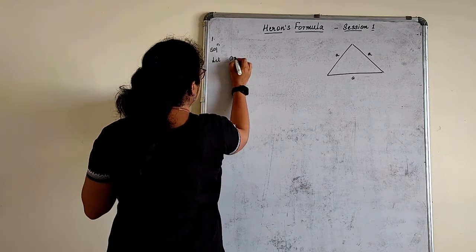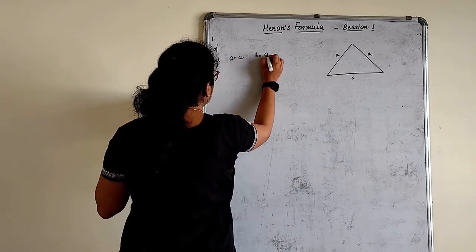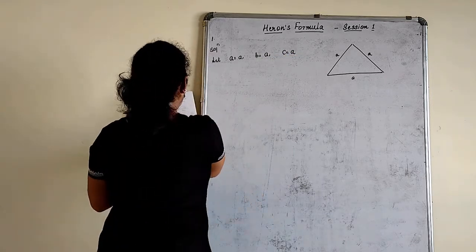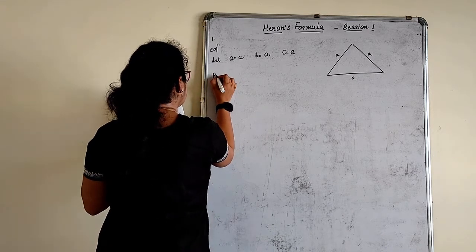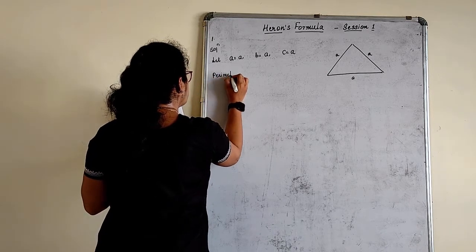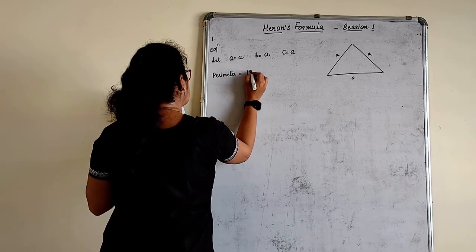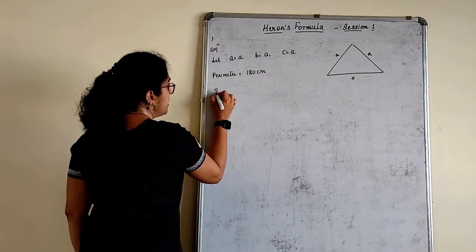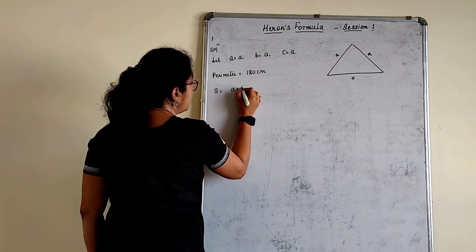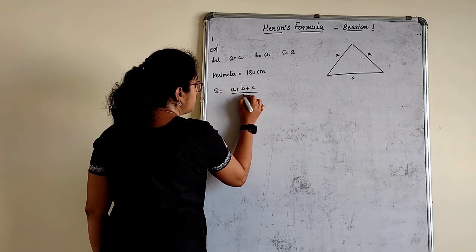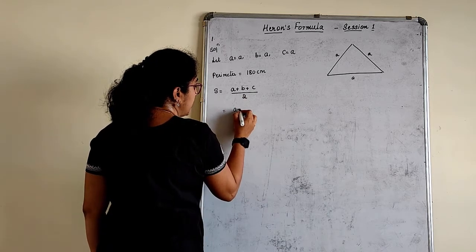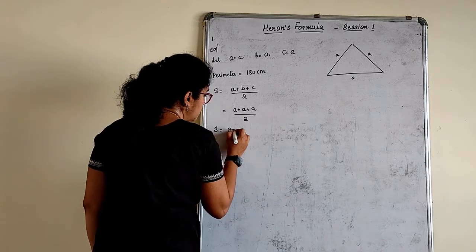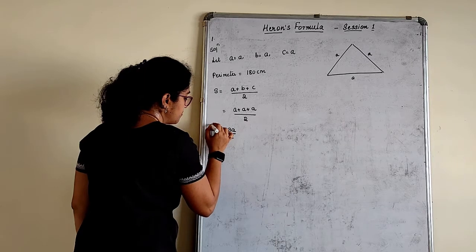Let a is equal to a, b also equal to a, c also equal to a, because sides we name as a, b and c. Then what else they have given? They have given perimeter is equal to 180 centimeter. Keep this as it is. Let's apply semi-perimeter. s is equal to a plus b plus c, divided by 2. So a plus a plus a divided by 2. s is equal to 3a by 2. Keep this as it is.